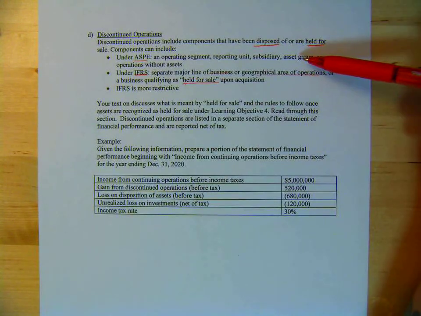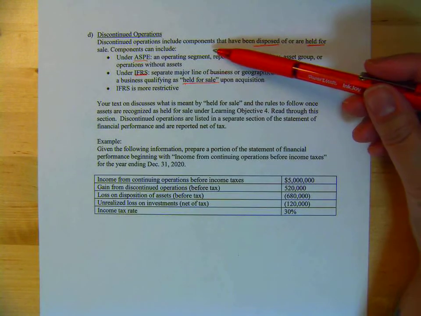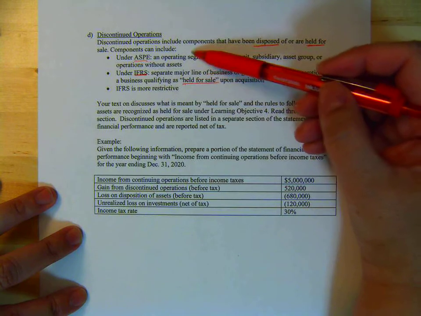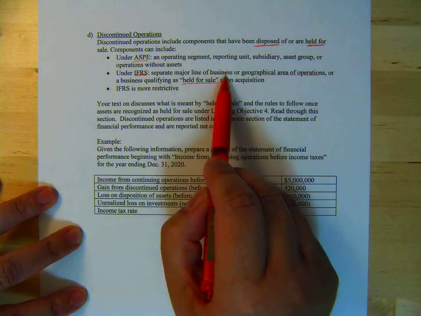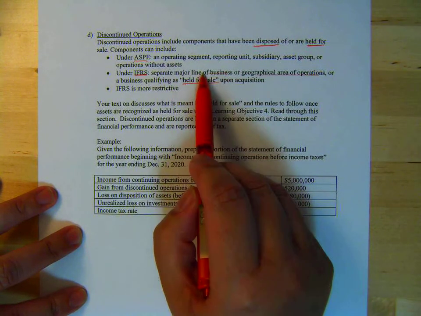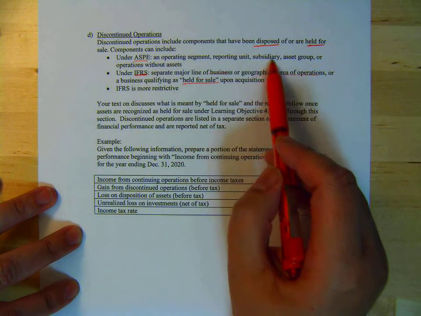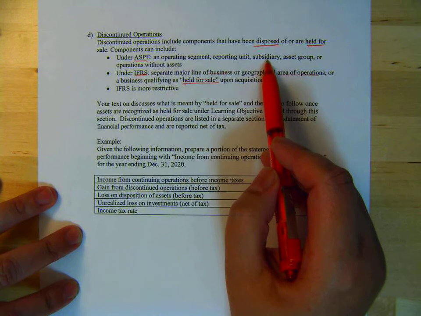Under ASPE, an operating segment, so a piece of your business that you want to sell off. Let's say you own a gym, and you own a fitness apparel store. An operating segment would be one of them, and so would a major line of business. Okay? Subsidiaries, you may not know what they are. It's a piece of a company you own, more than 50%.